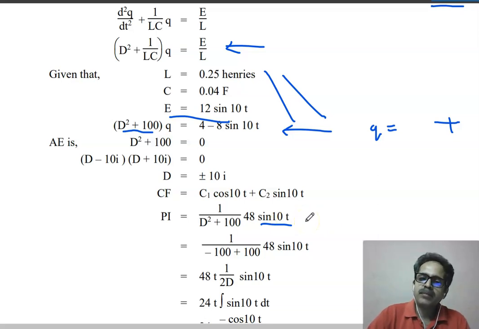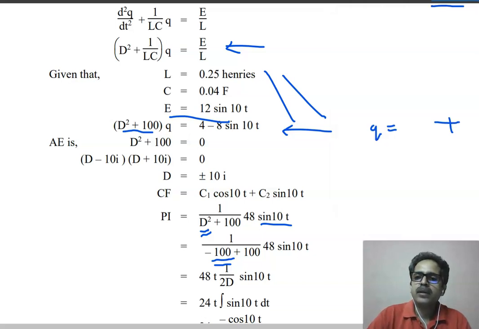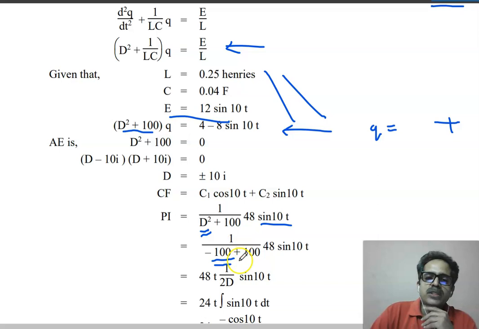So what is the method here? We have to replace D square by minus a square. Because a is 10, minus a square becomes minus 100. That means you have to replace this D square by minus 100, and we have to keep this constant term as it is. Fine. But when you do this, what happens? We find 1 by 0. That means the formula fails.